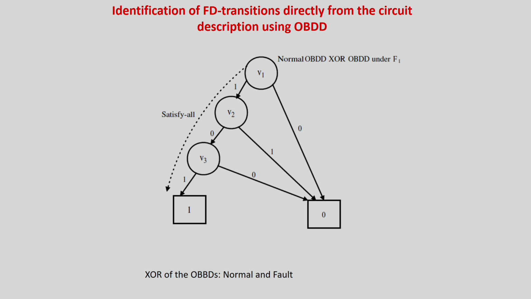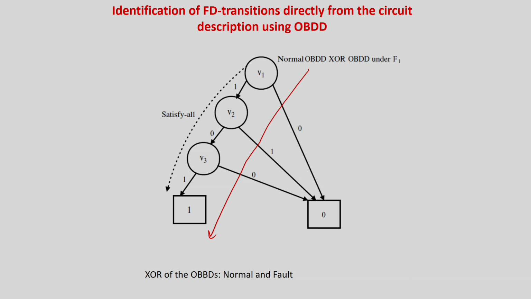Now you do an XOR. So this will be the XOR representation. Now it is very important. This is the BDD representation of the normal BDD and the faulty BDD, and I am XORing. Any path that leads to 1 means this is the vector which leads to different values in the normal model versus the faulty model.